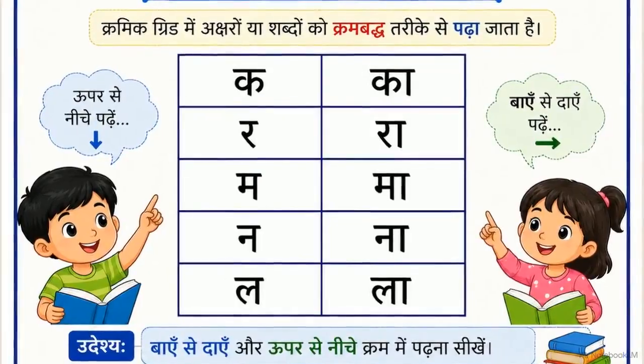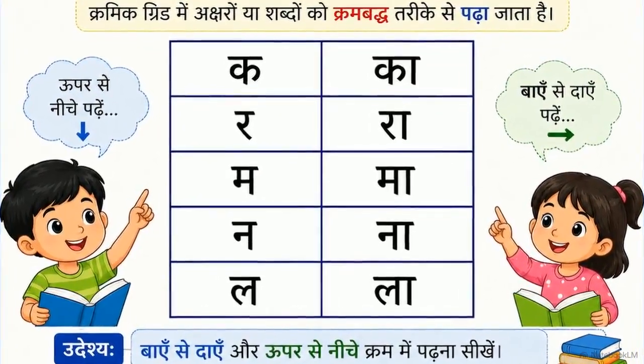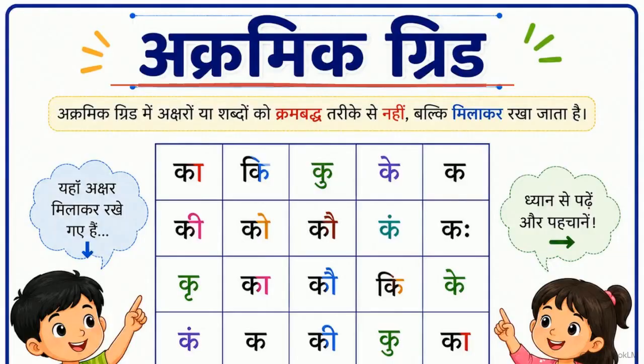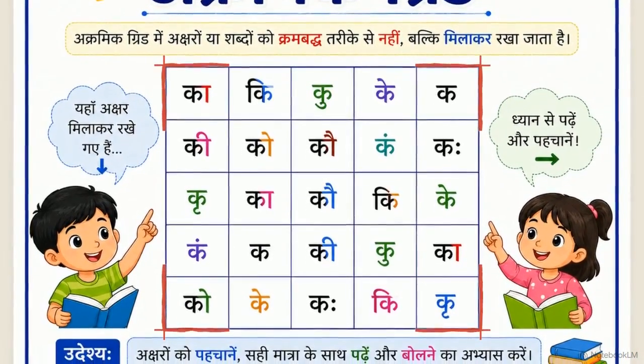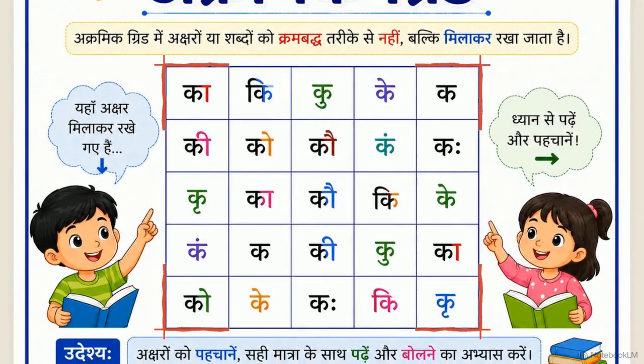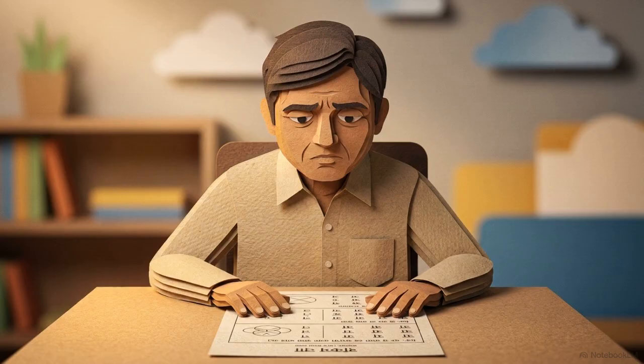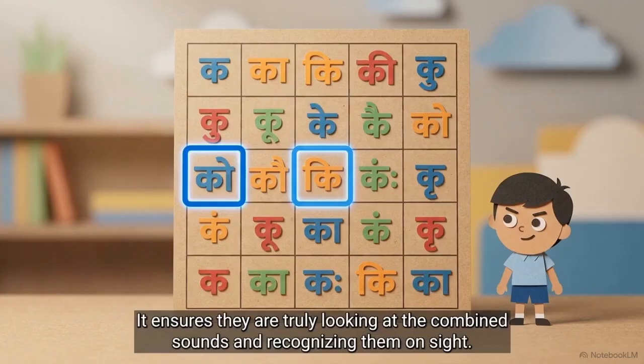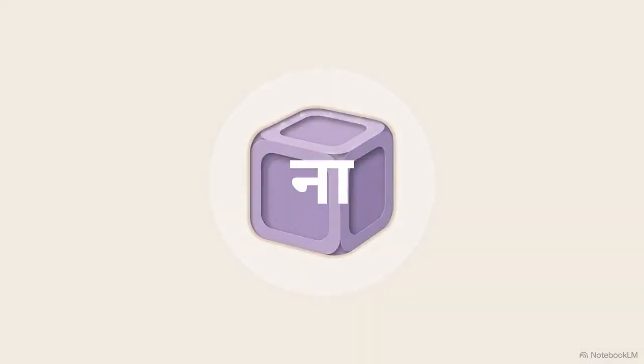Once the pattern is understood, we move to the non-sequential grid. Here, a single letter like ka is scattered randomly with different matras. Removing the predictable order forces the child to stop reciting from memory. It ensures they're truly looking at the combined sounds and recognizing them on sight. Now that the child can identify these dissolved sounds, we reach the final step, combining them to build complete words.